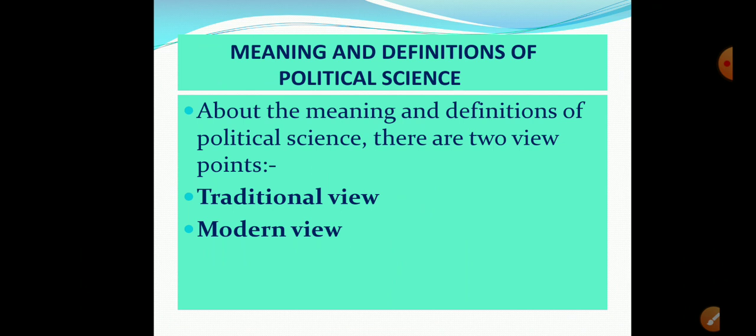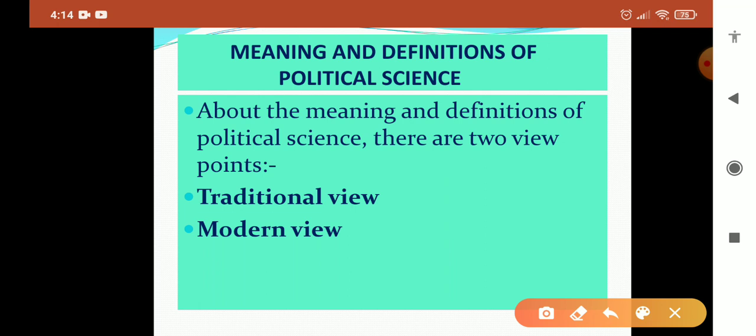Now, the meaning and the definition of political science. There are basically two viewpoints. One is the traditional viewpoint and another one is the modern viewpoint. We can consider it number one and number two. This is the old one, this is the new one.